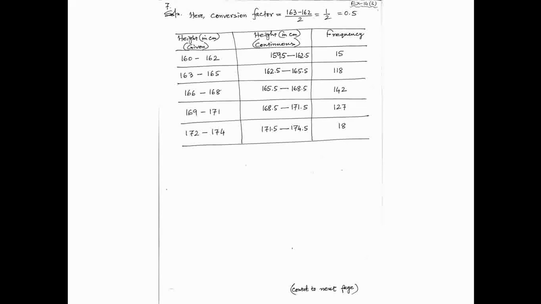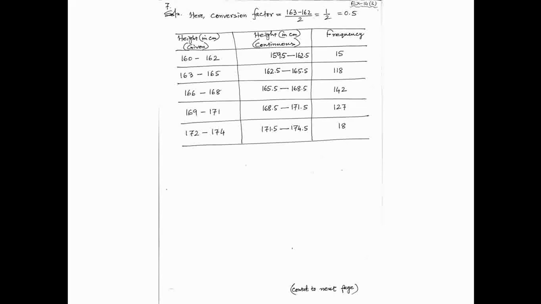In this way, you are getting the continuous class interval. Previously, it was not a continuous class interval. Okay, students, do you understand? To make it continuous, you have to subtract the conversion factor from the lower limit, and add the conversion factor to the upper limit. And on the right side, the frequency will be the same.